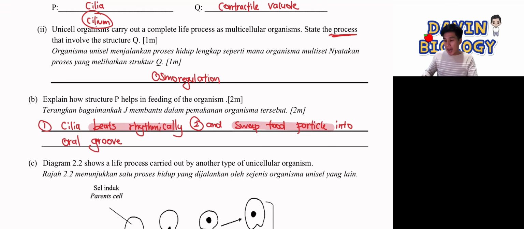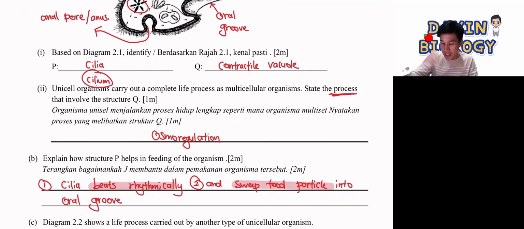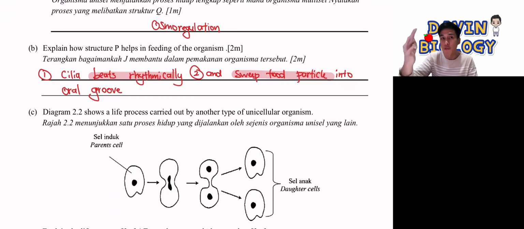Now, other than eating, cilia are also involved in what? So when the cilia move like that, it also helps it to move, right? Yes, movement, locomotion. So if they ask you how cilia help in movement, it's the same: beats rhythmically. Exactly the same thing we will write. Beat rhythmically to help in movement. So that's another function. Movement and feeding both use the cilia.